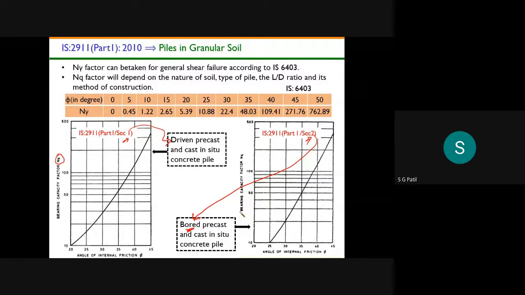Anyway, this N gamma value is from IS 6403. If you refer to IS 6403, you can take this N gamma value.